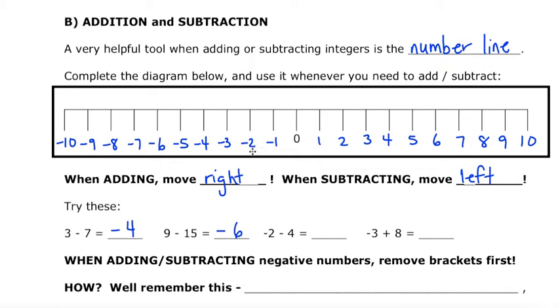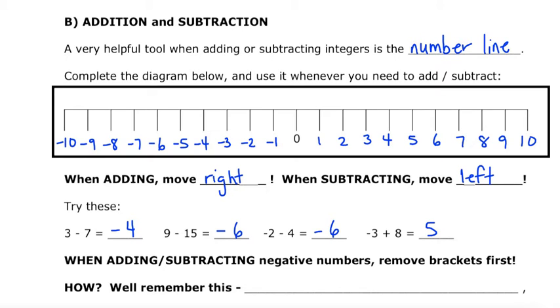Now we'll take a look at the next example. We're starting at -2 this time. We're subtracting 4, so we're going towards the left. 1, 2, 3, 4 units, and we end at -6. And our last example, we're going to start at -3. This time we're going to the right because we're adding. So -3 plus 8, 1, 2, 3, 4, 5, 6, 7, 8, and we end up at +5.